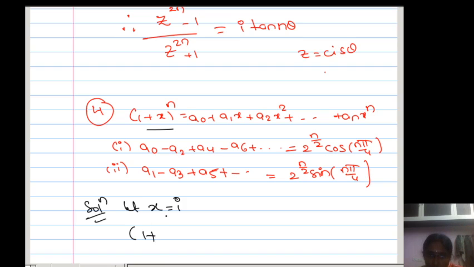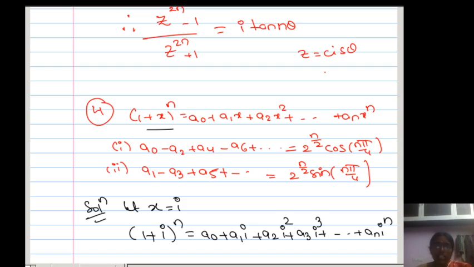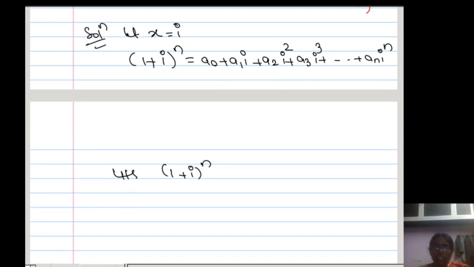So in this, x is equal to i. Substitute: what happened? (1 plus i) whole power n is equal to a naught plus a1 i plus a2 i square plus a3 i cube and so on, up to an i power n. What I have done here is just substitute x is equal to i. So now, what is LHS here? 1 plus i whole power n. In the text you can see what LHS is: 1 plus i whole power n, with x equal to i.